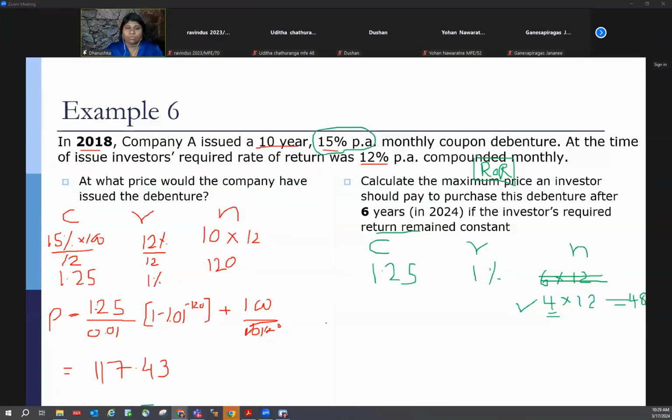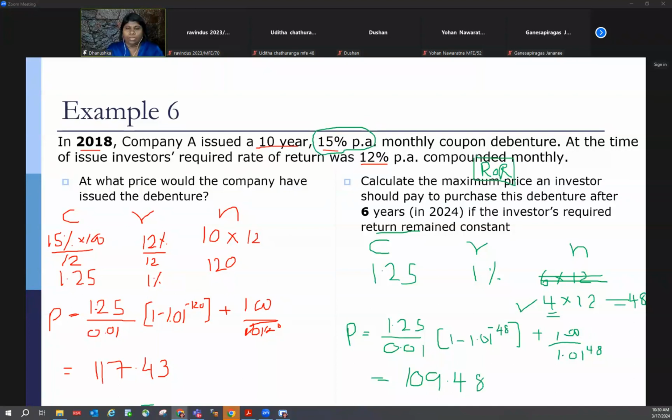Okay. So you can then again put the numbers correctly there. 1.25 divided by 0.01. But now it's 48. And you get 109.48.